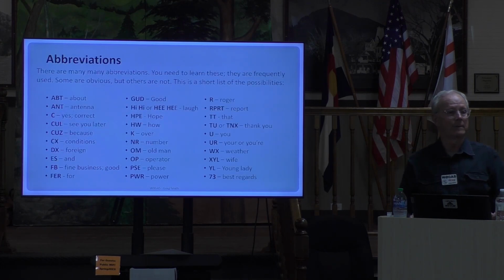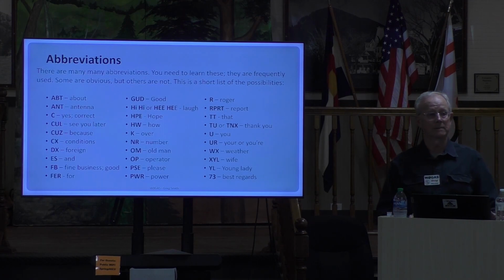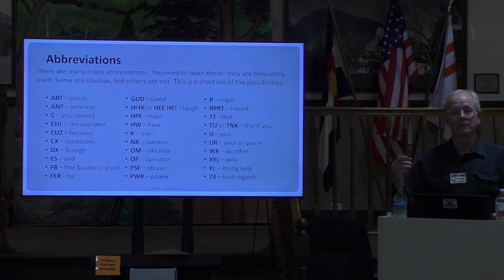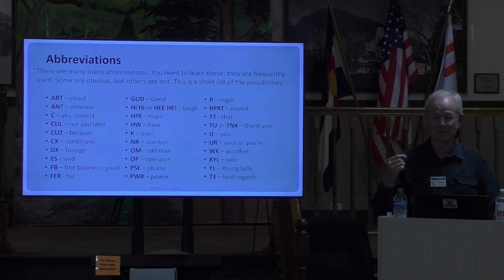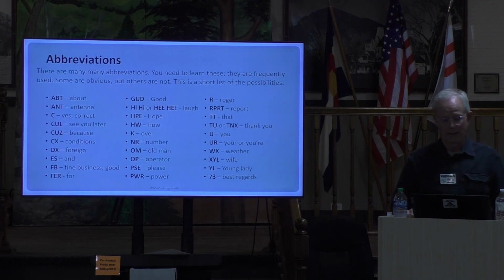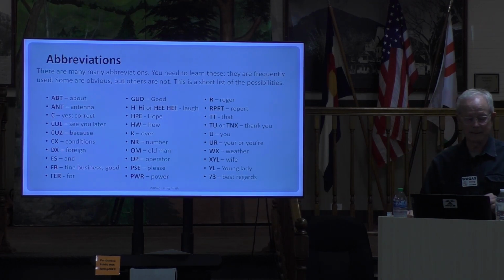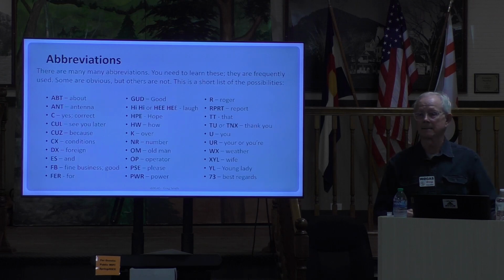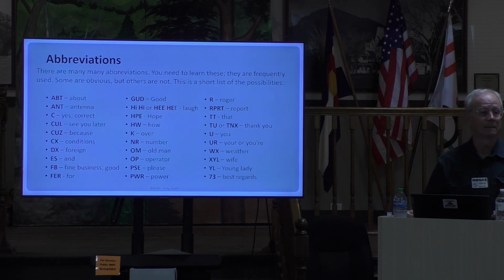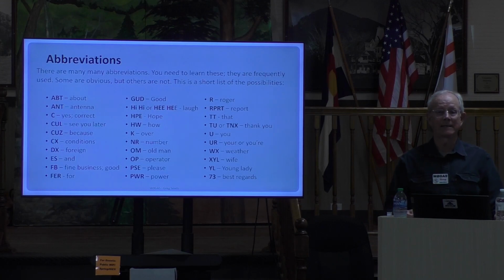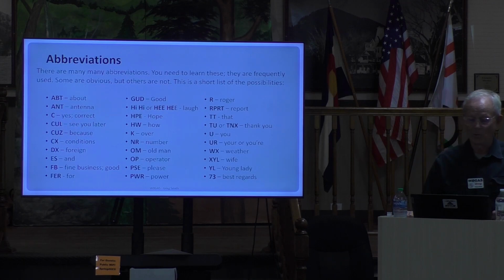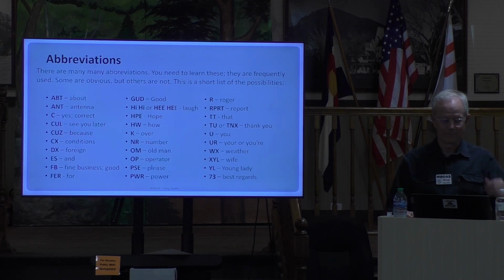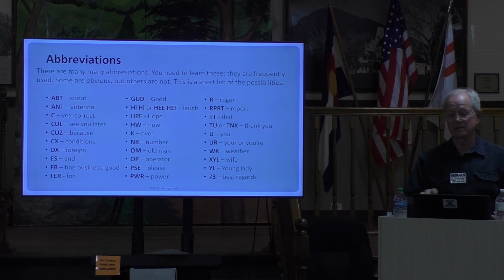The hardest part for me was trying to learn abbreviations because people will send you back something and it's hard enough to copy the characters, and pretty soon the characters don't mean what the characters are. An example in this list is ES. That means the word and. Or instead of sending for, F-O-R, they'll send fer, F-E-R. It's challenging. So this is a very short list.